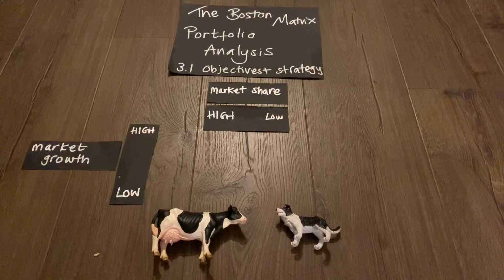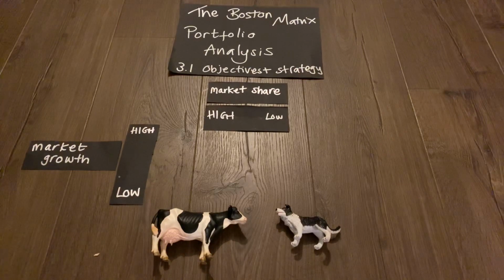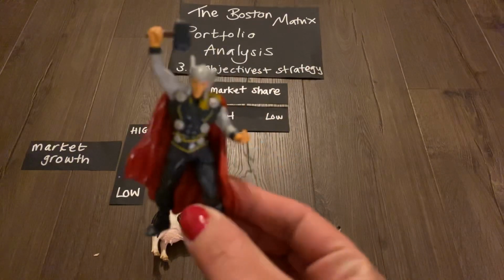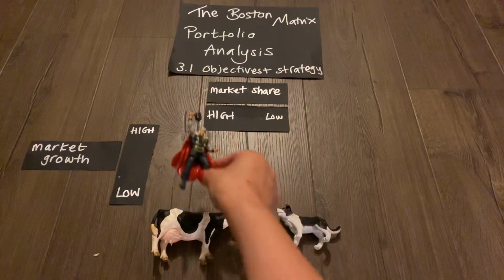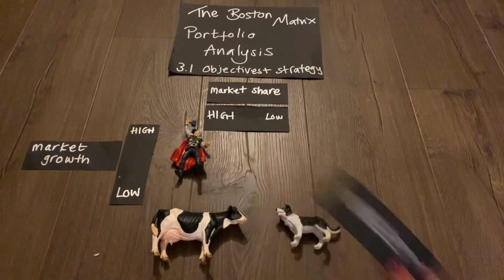We've then got a high growth market where we've got a high market share. This is our star, okay? I'm representing this with Thor, okay? He's one of my favourite superheroes. He's pretty cool, right? He's a bit of a star. And he represents the fact that the market's growing and we've got a big share of that market, okay? So we're going to invest in Thor, okay? He's great. Let's invest in him.